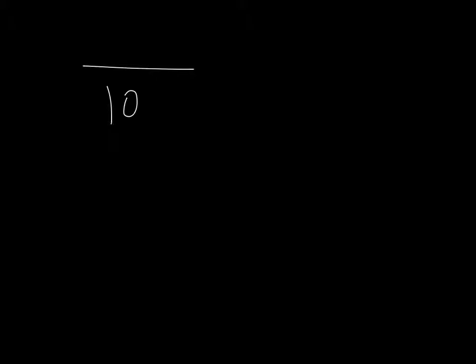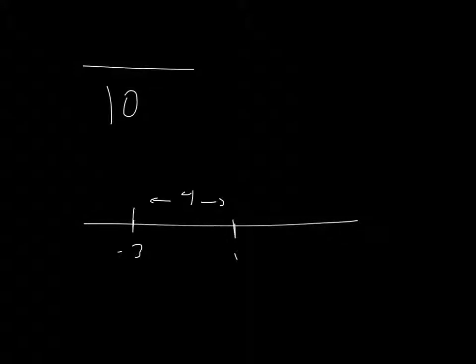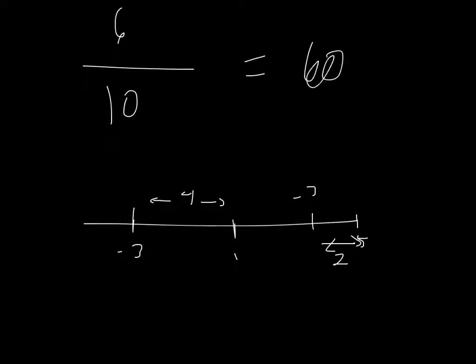4 plus 2. Did you forget about the 4? Remember, this region from negative 3 to 1 was 4, and that region from 3 to 5 was 2. So 6 over 10 is what percent? 60%. Not too bad, right?